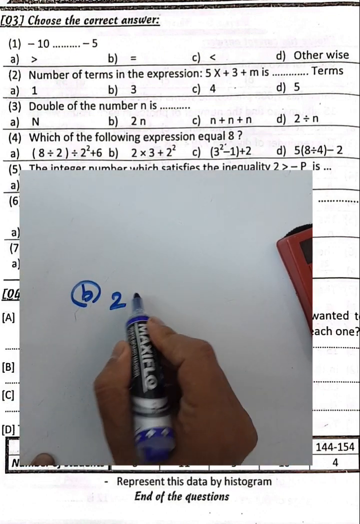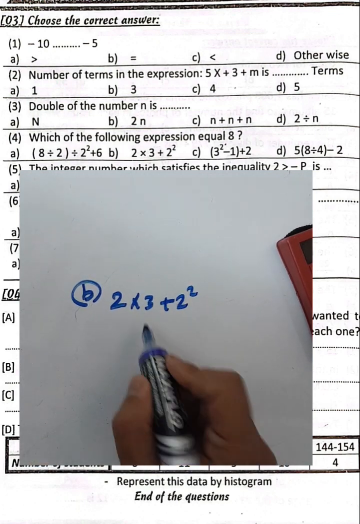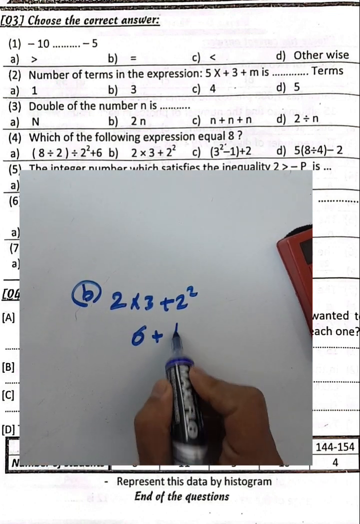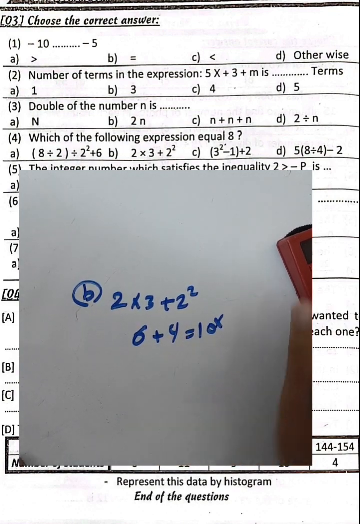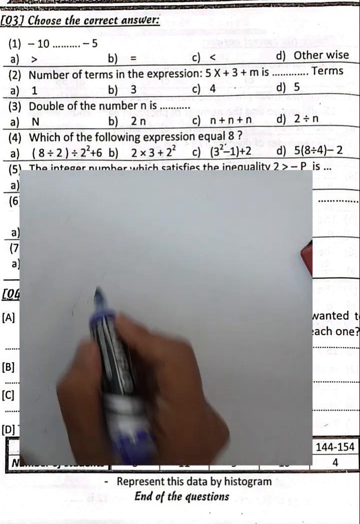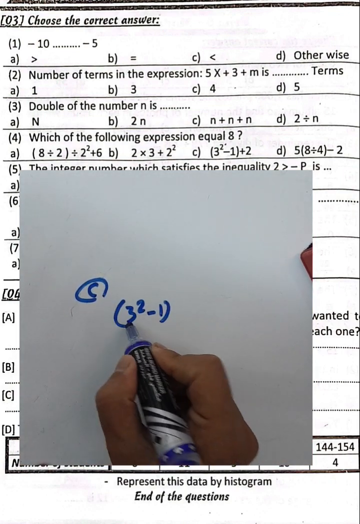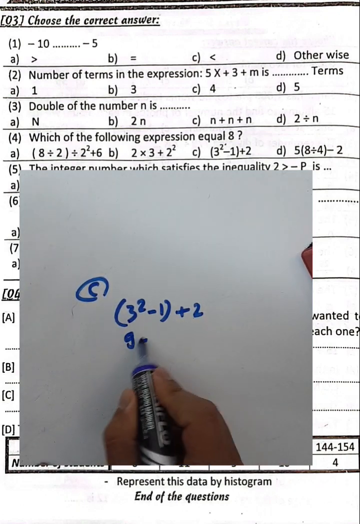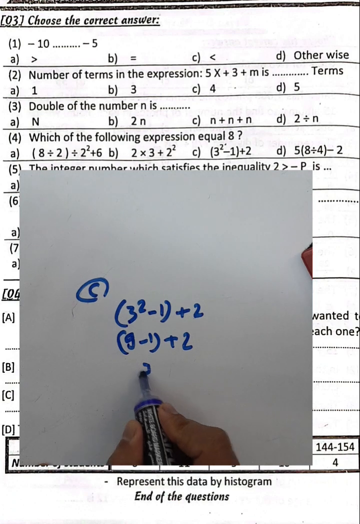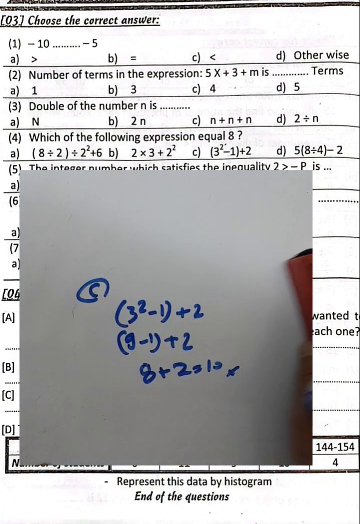Letter B. 2 product by 3 plus 2 power 2. 2 times 3 will be 6, 2 power 2 is 4, the result will be 10. It's false. You want to find 8. Letter C. 3 power 2 minus 1 plus 2. 3 power 2 is 9, 9 minus 1 plus 2 it will be 8 plus 2, it will be 10. It's false. You want to find the result that will be 8.